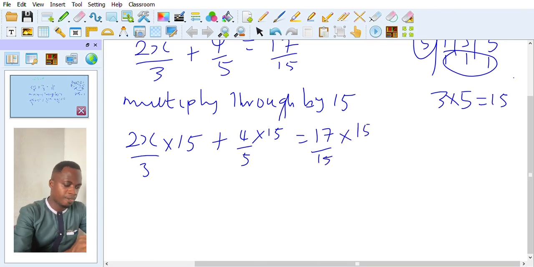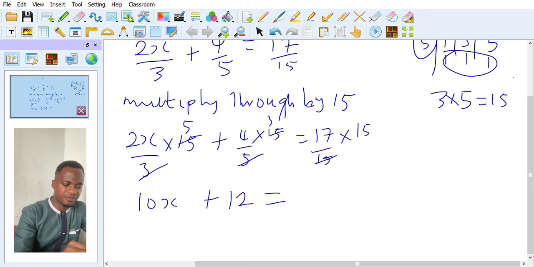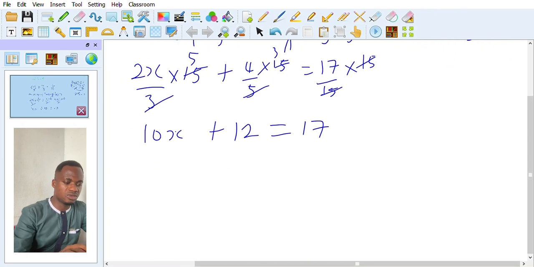So 3 can divide 15 to give us 5. So 5 times 2 gives us 10x. 5 can divide 15 to give us 3. 3 times 4 is 12. It is equal to 15 divided by 15 gives us 1, and 1 times 17 is still 17. I have 17 there. So all we do is solve this resulting equation.